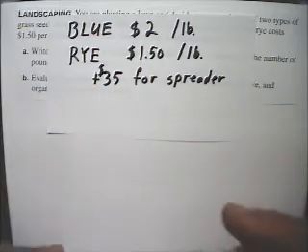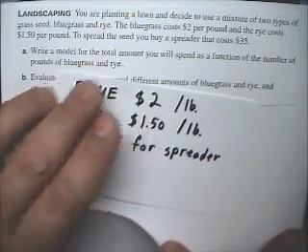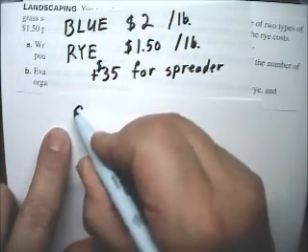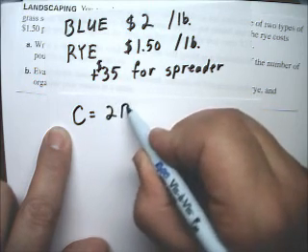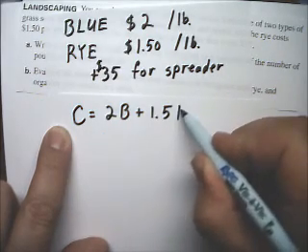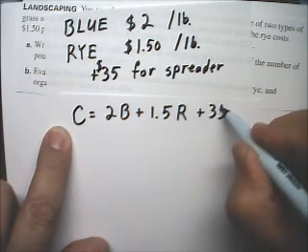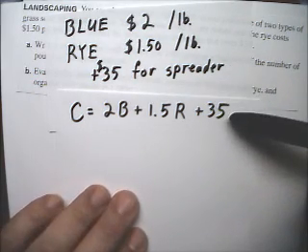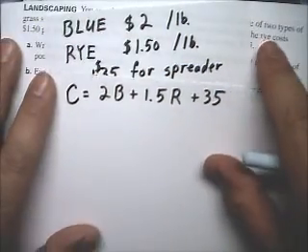So it said figure out the total cost for the total amount you will spend. So I'm going to call that cost. So I'm going to say the cost is equal to 2b plus 1.5r for the ryegrass and just plus 35 for the spreader. If we were going to buy a number of spreaders, then we would have to have a third variable here, but we're just buying one spreader, so there's no need for a variable.